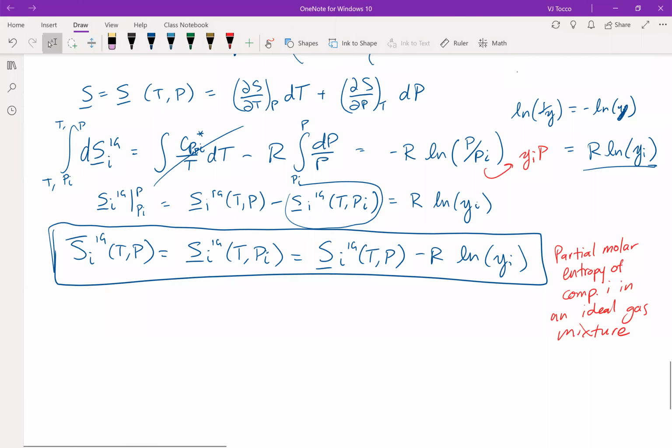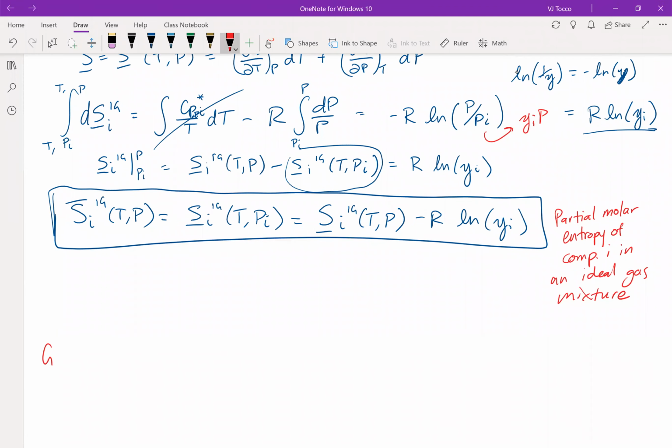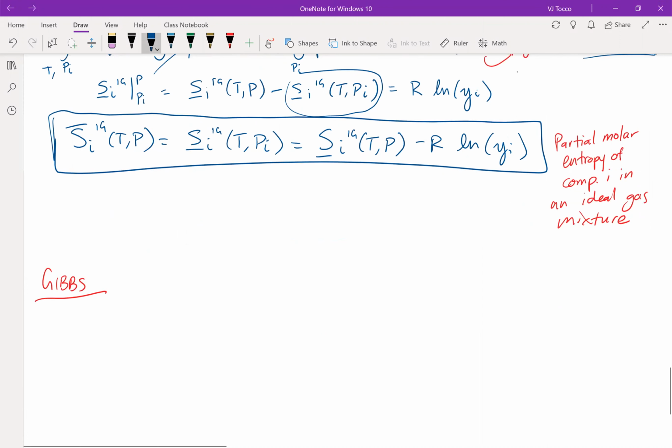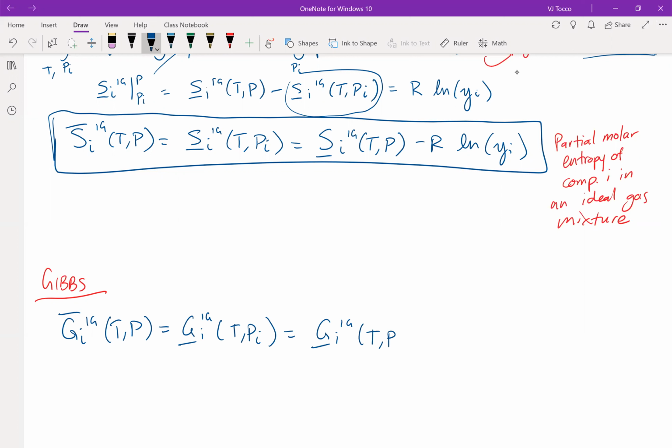Okay, the partial molar Gibbs free energy is a very similar derivation. And I'm just going to give it to you. Again, I encourage you to try to derive this yourself, so see if you can get here doing the derivation. Follow similar steps to those for entropy. So partial molar Gibbs energy of component i as a function of T and P is equal to the molar Gibbs energy for an ideal gas at T and partial pressure. And that is equal to molar Gibbs for an ideal gas at T and P plus RT ln of y.